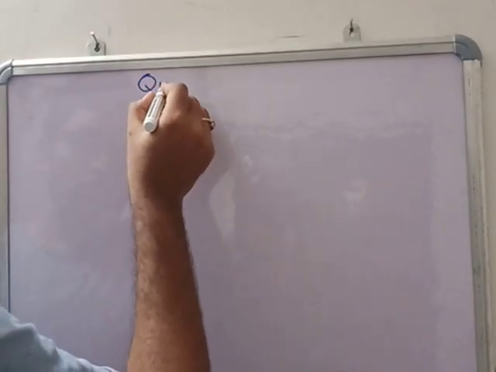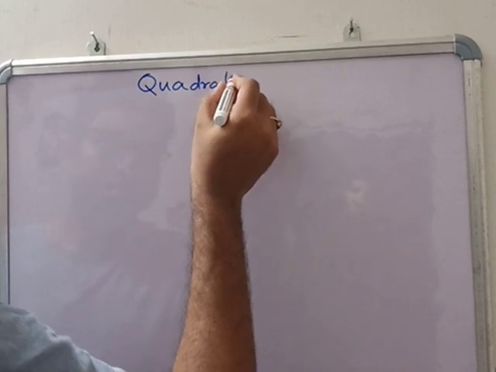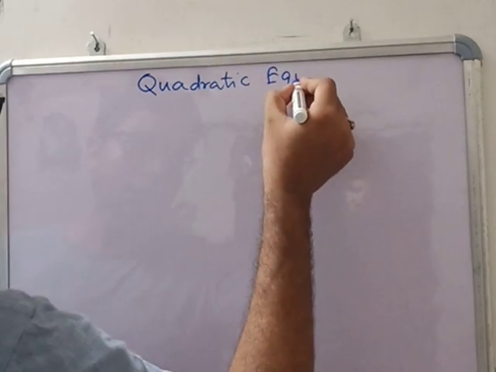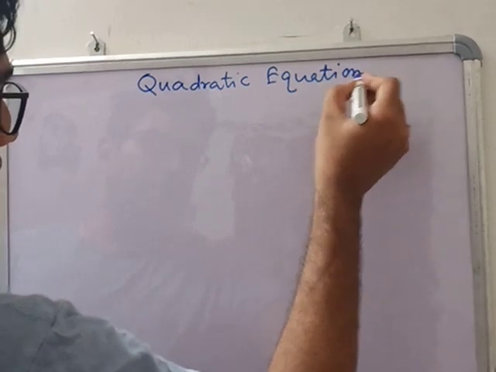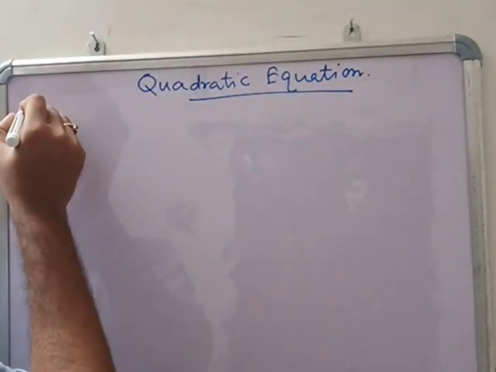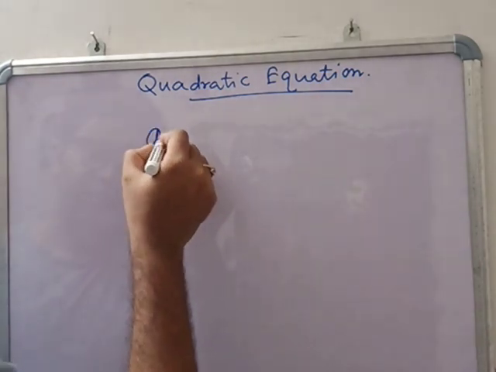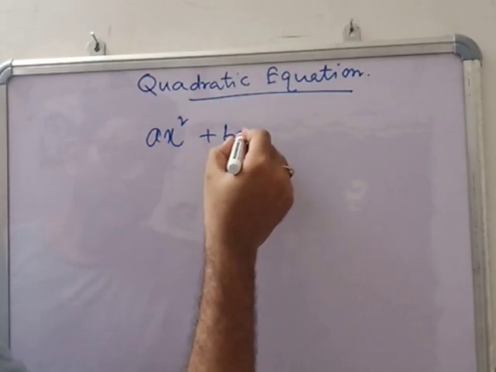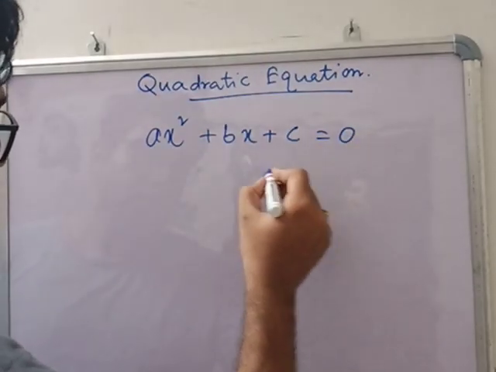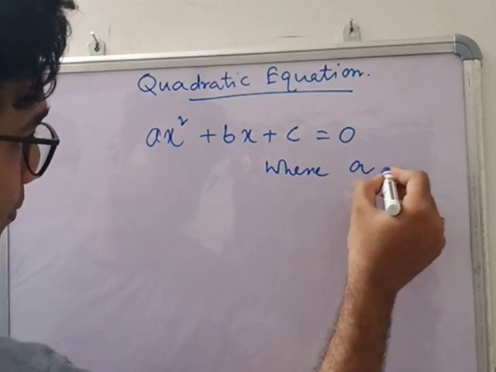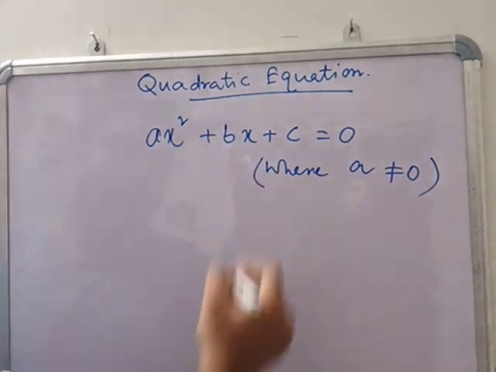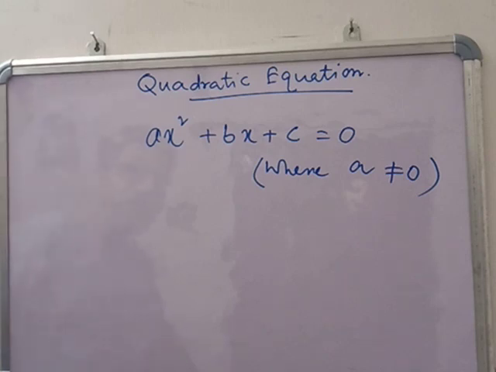Today we are going to discuss quadratic equations in one variable. So what is a quadratic equation? A quadratic equation means an equation in which the highest power is 2. Here, ax square plus bx plus c equals 0.